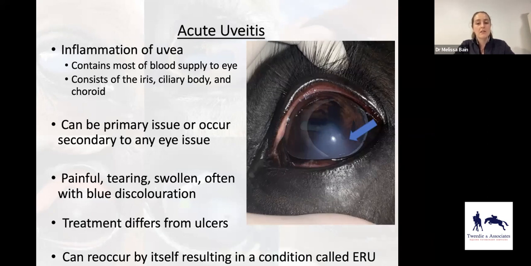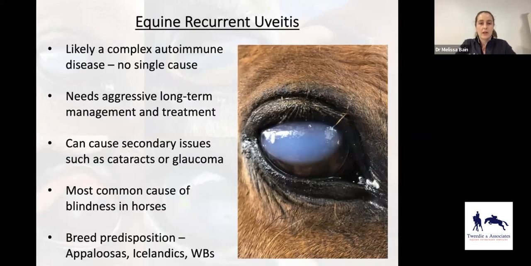The issue we get with uveitis is that after the initial injury ulcer, it can then start to reoccur by itself, resulting in a condition called equine recurrent uveitis. So equine recurrent uveitis is a little bit of a poorly understood disease. We think that it's a complex autoimmune disease. There's no single cause. And unfortunately, it needs fairly aggressive long-term management and treatment. It can cause secondary issues such as cataracts or glaucoma, this is an end-stage eye. And it is the most common cause of blindness in horses.